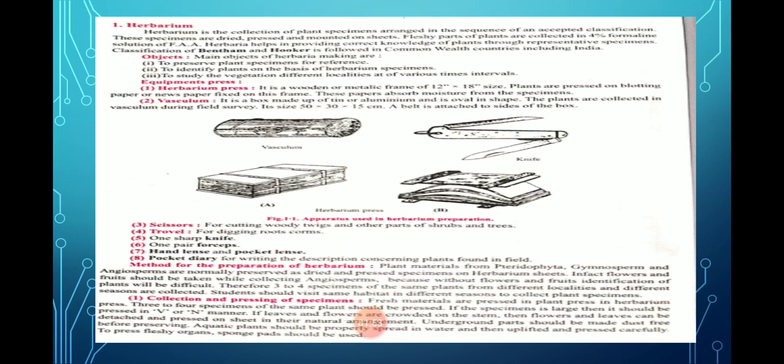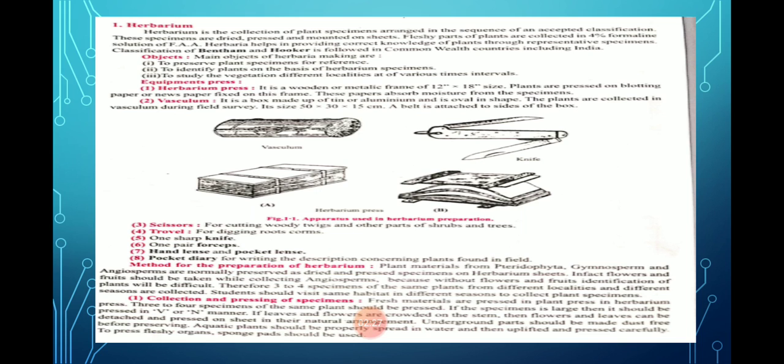Equipments which are required for herbarium are a herbarium press, which is a wooden or metallic frame which helps in pressing the plant on which a paper can be fixed. Next is a vasculum. The diagram shows a vasculum. It's a box of tin or aluminium of oval shape. The plants are collected in the vasculum during the field survey. Other than that, scissors, trowel, knife, forceps, pocket lens, and a pocket diary are used.